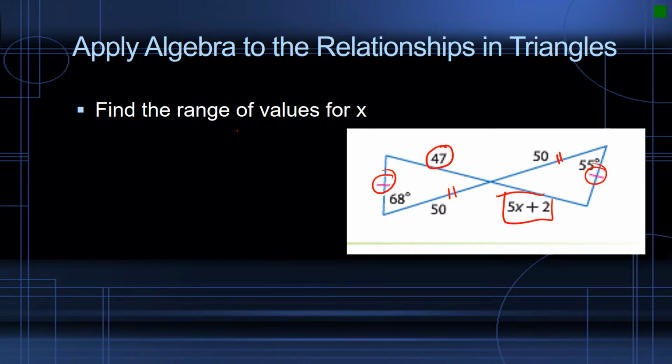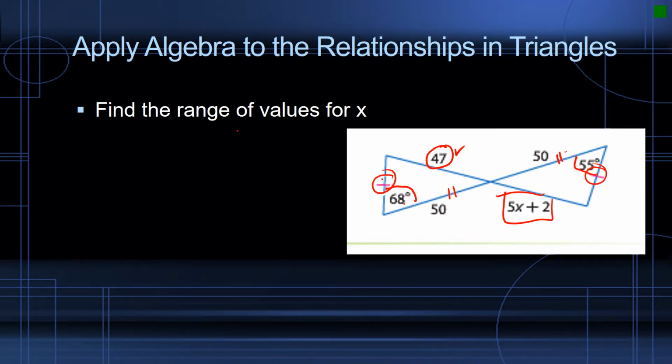Now, what else do we see here? Well, we see that this is a 68-degree angle measurement. Side, angle, side, and this one over here is 55. So this included angle of 68 is obviously greater than the 55, which means that this measurement here of 47 is going to need to be greater than 5x plus 2, or we could flip that and say that 5x plus 2 has got to be less than 47.